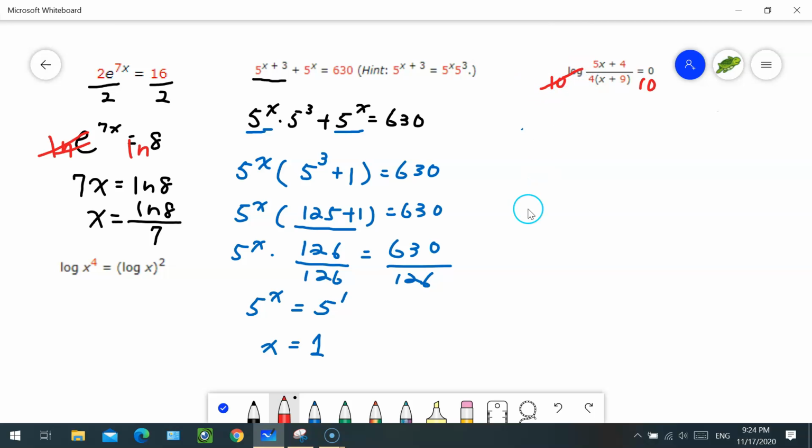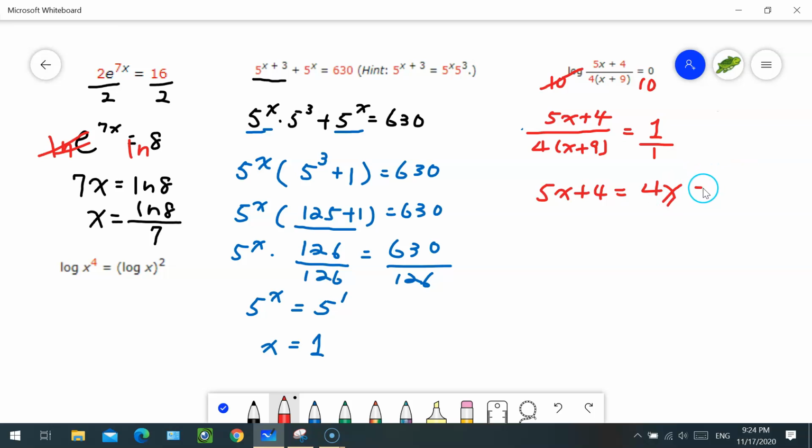So now 10 will cancel out with the log. So the left hand side, we only have 5x plus 4 over 4 times x plus 9 equal 10 to the power 0. 10 to the power 0 just equals 1. Now we can just diagonal multiply. So we have 5x plus 4 equal 4x plus 36. I distribute here and multiply with 1. Now we combine like terms. So x will equal 32.